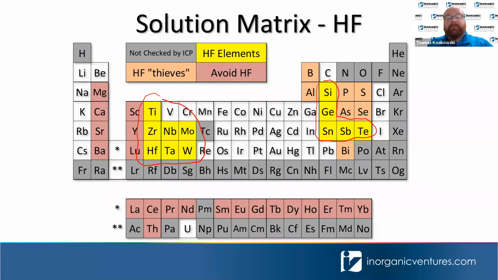And then those peach orange colored ones are the HF thieves. Those are the ones that will actually steal the fluoride away from the yellow elements. So we wanted to kind of keep those away from solution 3 as well.